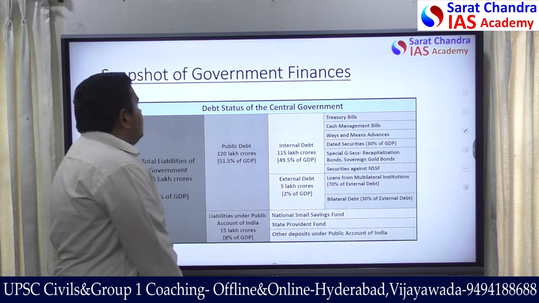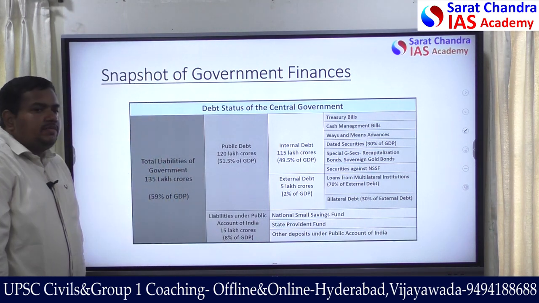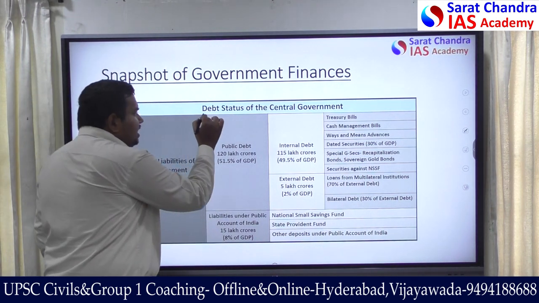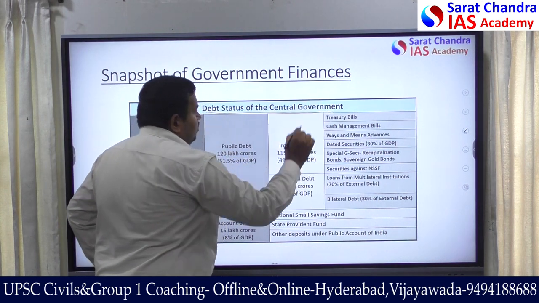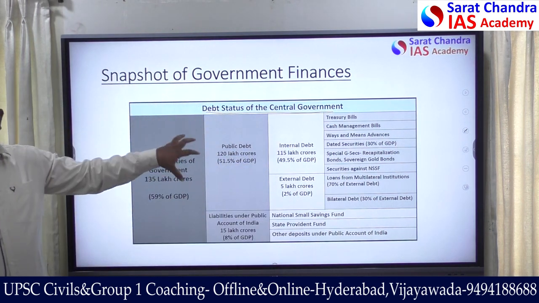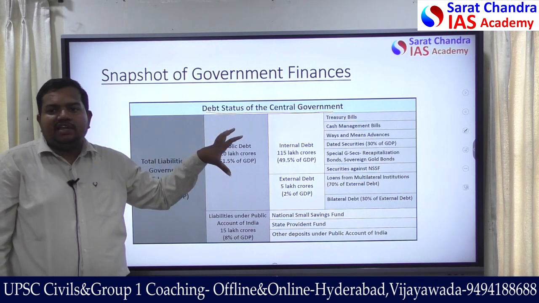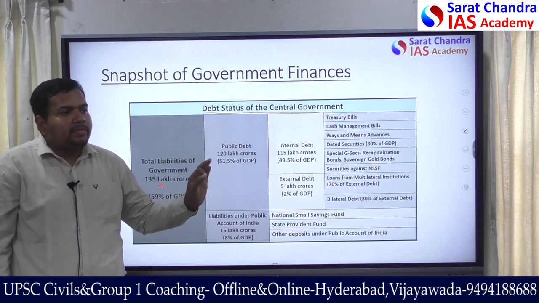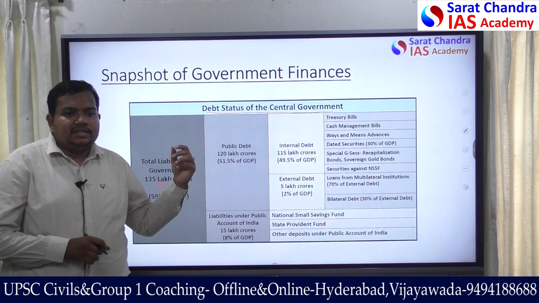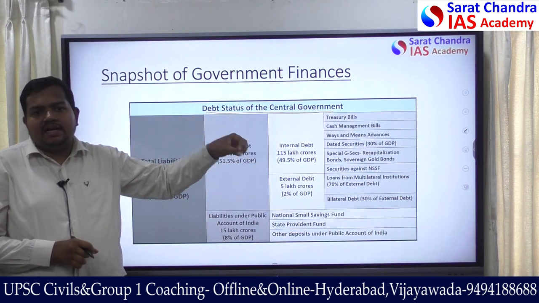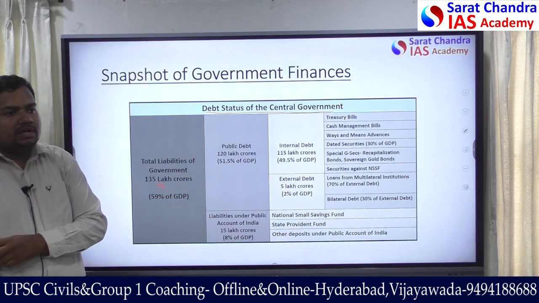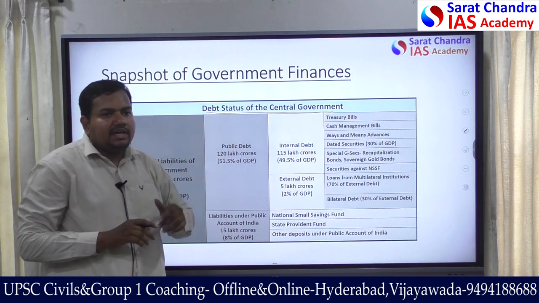Next, snapshot of government finances. In general, debt status of the central government. Only this slide is very, very important, both for prelims and mains. This single slide is the most important slide in all of the budget. What is the debt status of the central government?